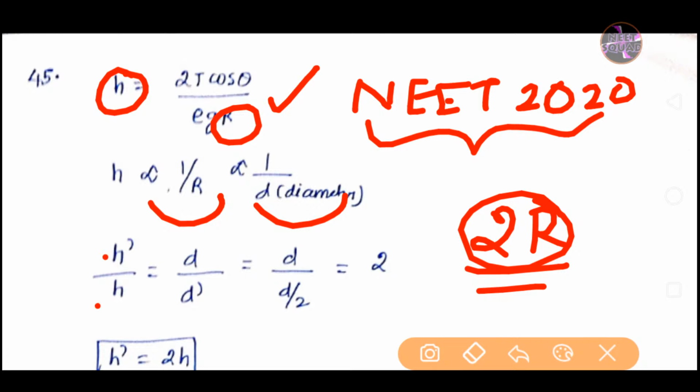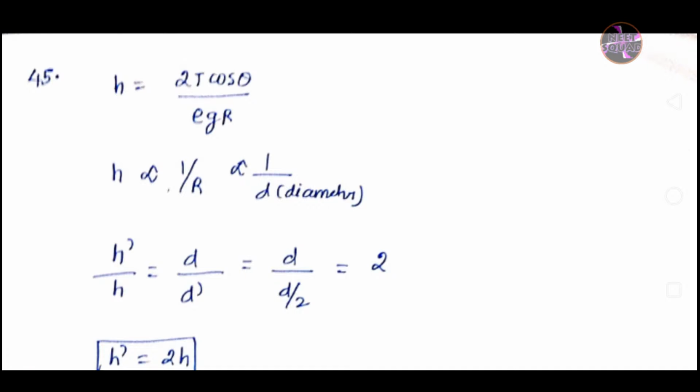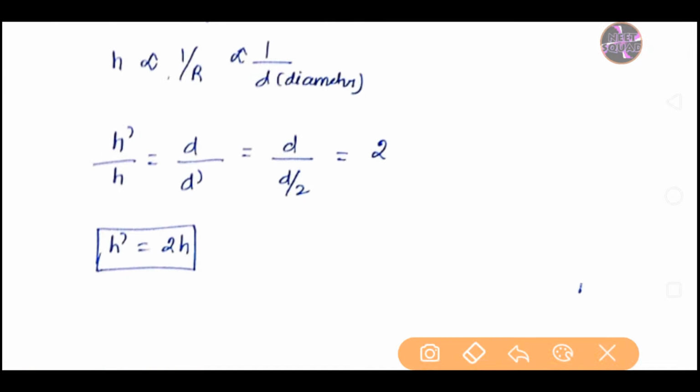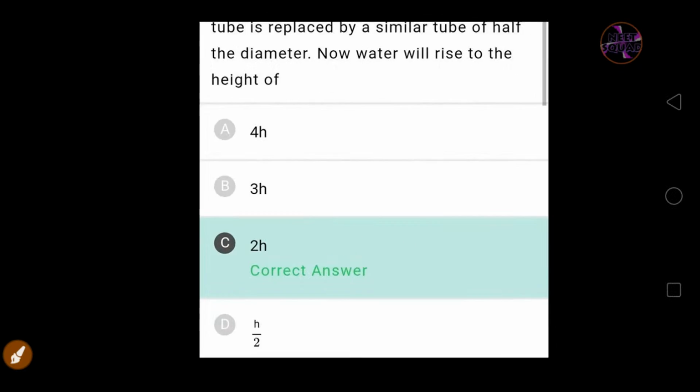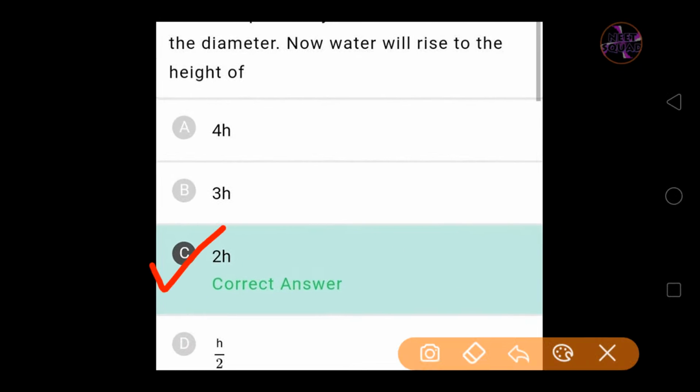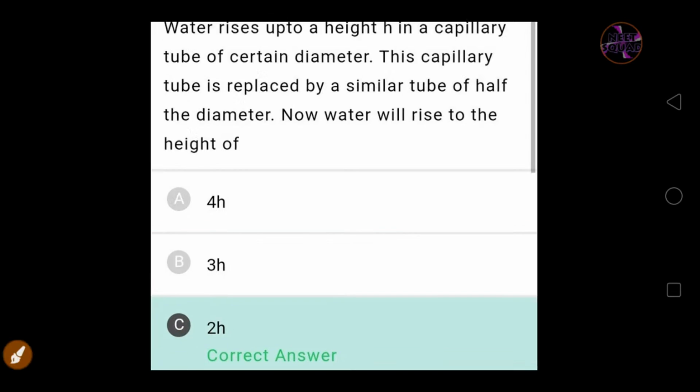So h dash by h is equal to d by d dash. D is d and d dash is d by 2. So bring 2 upwards. So h dash is equal to 2h. H dash is equal to 2h. So 2h is the correct answer. It is specified in the question itself.